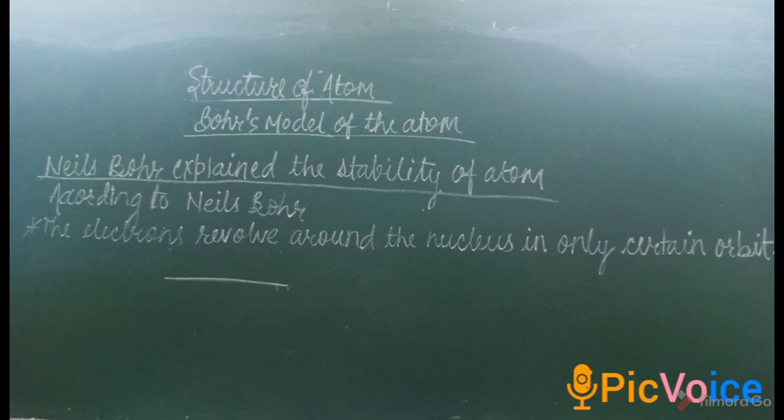Next, when an electron is revolving in a particular orbit or particular energy level around the nucleus, the electron does not radiate energy or lose energy.